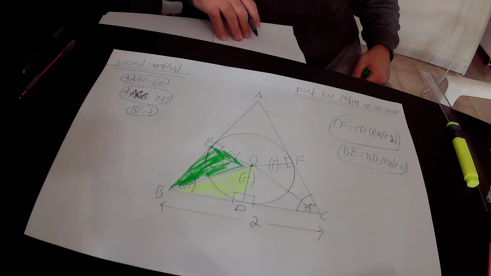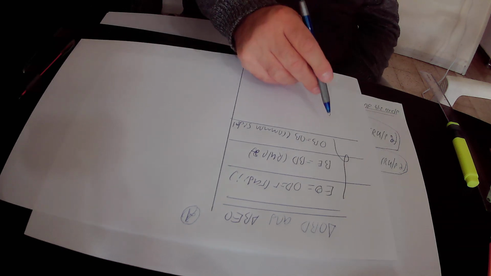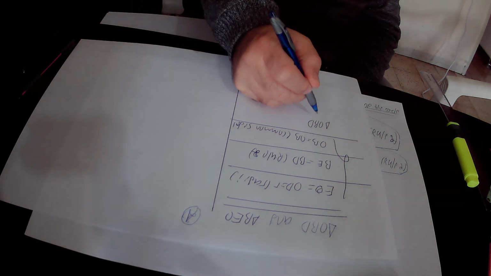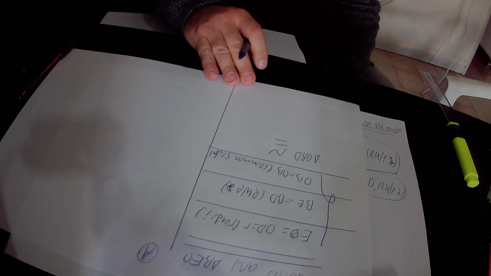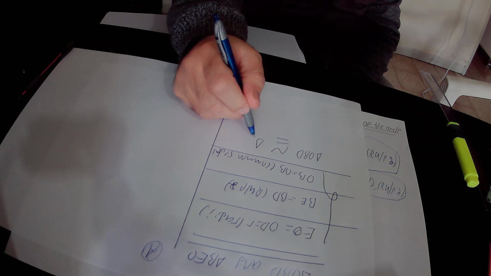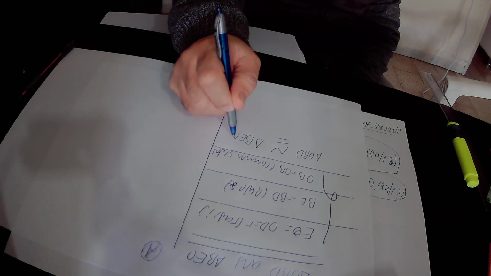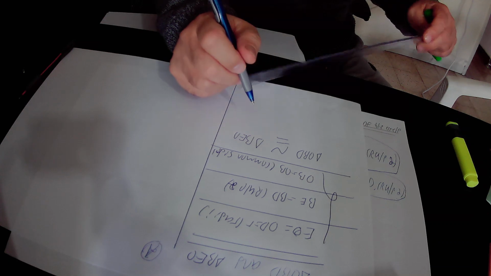So I write it down. The yellow triangle OBD is congruent, this is the sign of congruent, to the green triangle BEO according to the side rule.